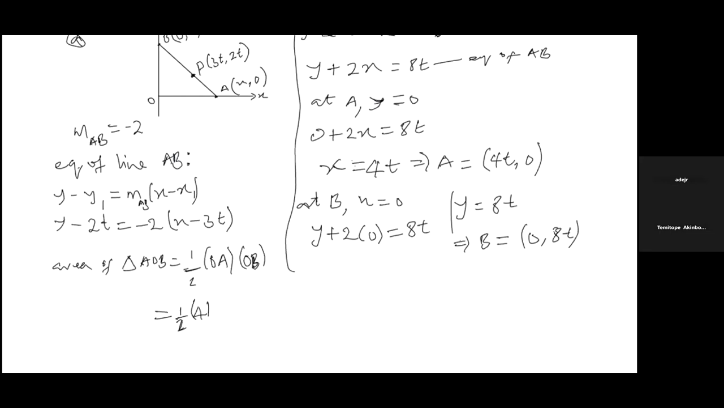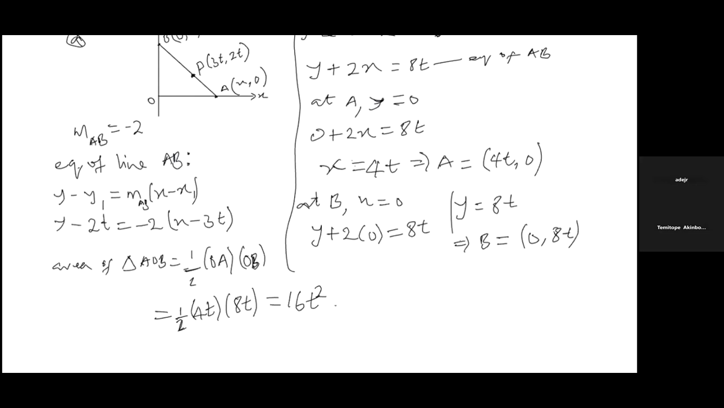Times OB. OB is the height, the distance from O to B, which is the y coordinate of point B. And that is 8t. So multiply and divide. 1 over 2 times 4, that's 2t. 2t times 8t, 16t squared. That's the area of triangle AOB.